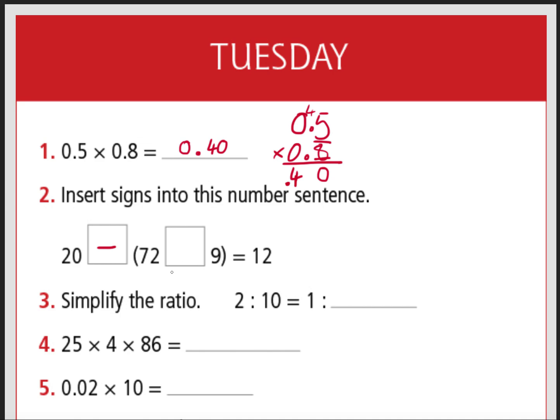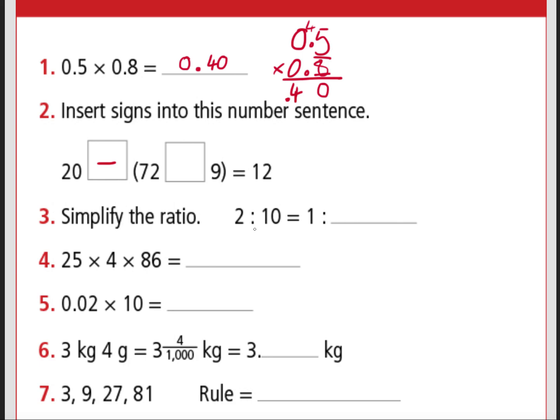Number 3, simplify the ratio 2 is to 10. Now this sign here, we read it as the words is to. So this says 2 is to 10. And that's the same as 1 is to what? Well, to get from 2 to 1, we divide by 2. That gives us a 1 on this side. And to find out what happens on the other side, we'll divide by 2 over here, and we will get 5. So 2 is to 10 is the same as 1 is to 5.